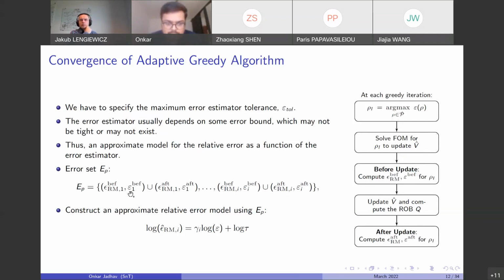Now you can use this error set to construct an approximate relative error model as a function of the error estimator. Here you can see that I've considered a linear model, and one could consider a non-linear model as well. But for my finance application, this linear model assumption was enough, which I will show you later with the obtained results.